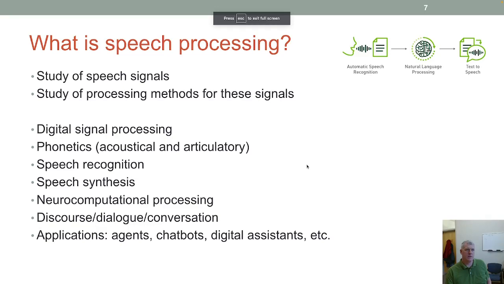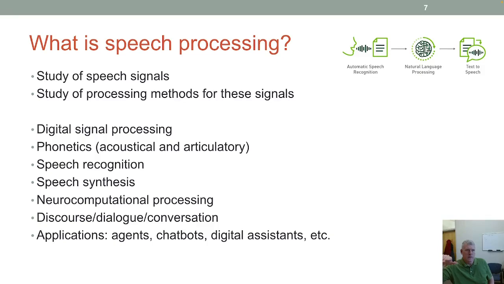Okay, so what is speech processing? Well, it's the study of sound signals, of speech signals, right? And it's the study of processing methods for these signals. Okay, digital signal processing deals with phonetics, acoustic, as well as articulatory phonetics. Speech recognition, like taking speech and turning it into a transcript in written language, or speech synthesis, which is the reverse process, right? Taking written language and creating speech, like an artificial voice type of thing, like Alexa or Siri.